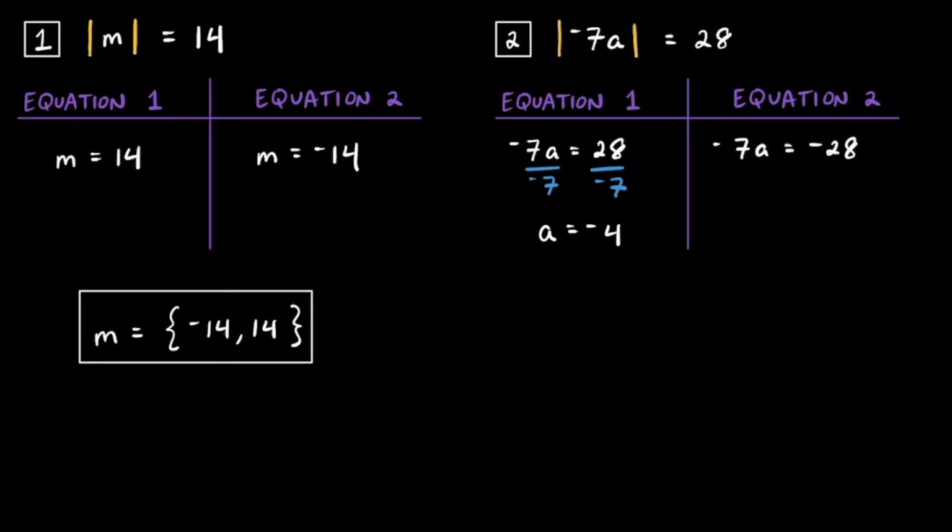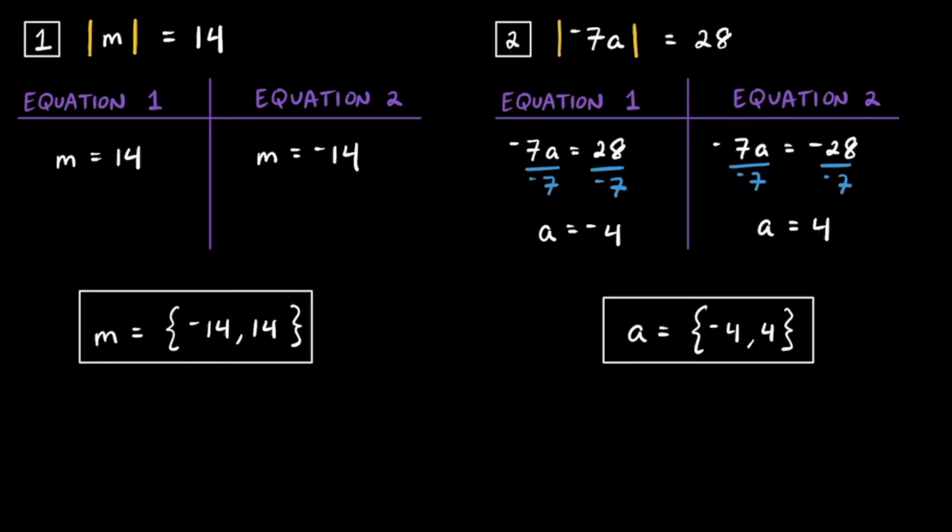And on the right side, if we do the same thing and we divide both sides by negative 7, we're going to get 1a, or just a on the left side, and negative 28 over negative 7 is going to equal positive 4. So the two solutions, or the two values for a that make this equation true, are going to be negative 4 and positive 4. Those are our two solutions.